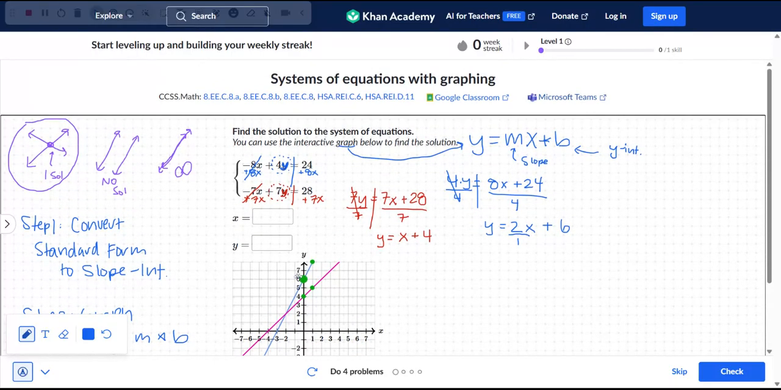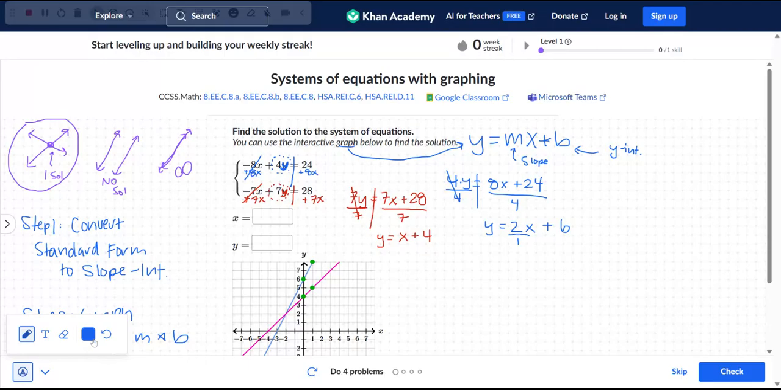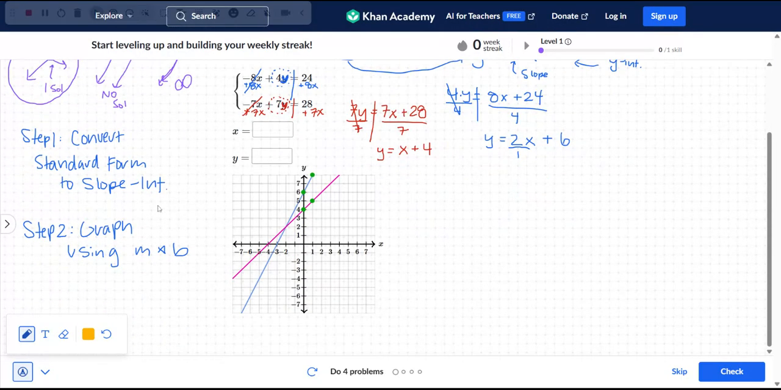Again, what is our goal? Not only to graph, but to also find the solution. Where do they intersect? What do they have in common? And as we can see, if it's not obvious, this is one solution. It would be this coordinate right here.